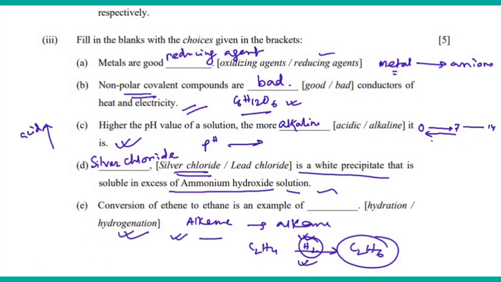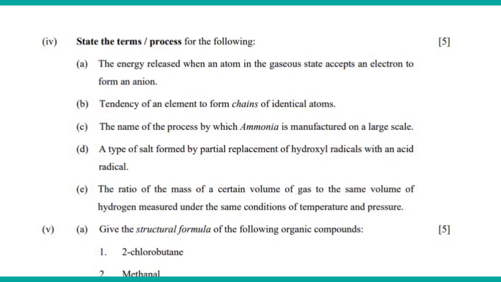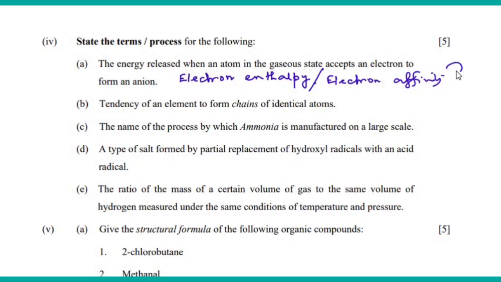Okay, next. Now state the terms or process for the following. A. The energy released when an atom in the gaseous state accepts an electron to form an anion. It is called electron gain enthalpy, or we can say electron affinity. The amount of energy released when an electron is added to the outermost shell of an isolated gaseous atom. Okay, it is called electron gain enthalpy or electron affinity. Okay, let's move to the next question.